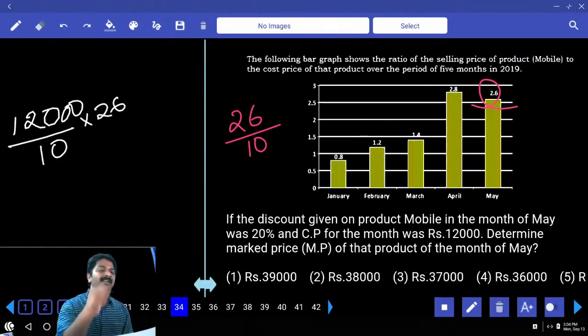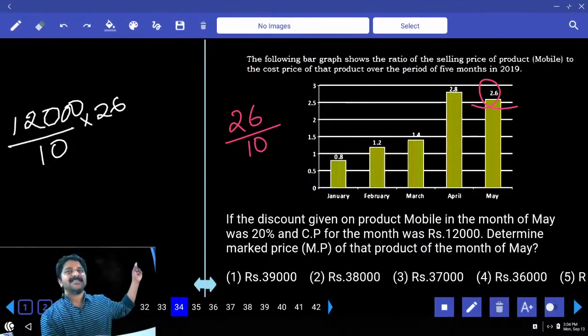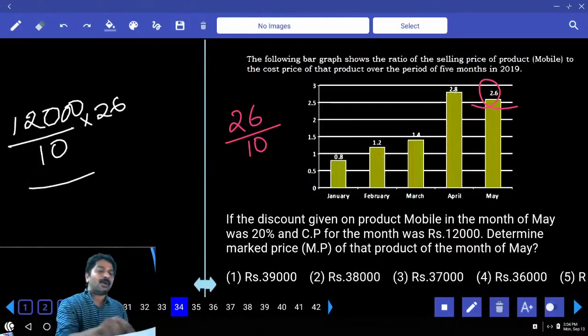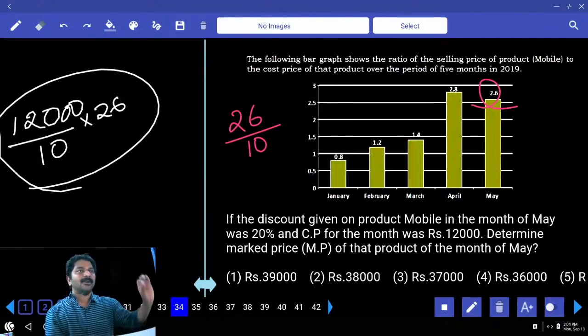In the numerator we are taking the direct cost price, which is 12,000. Cost price is equal to 10 parts, then 1 part is equal to 12,000 by 10. Selling price is equal to 26 parts, into 26. Now what is this value? Don't tell me in terms of number, express it in words. What will 12,000 by 10 into 26 give you? Selling price. But your question is to identify market price.